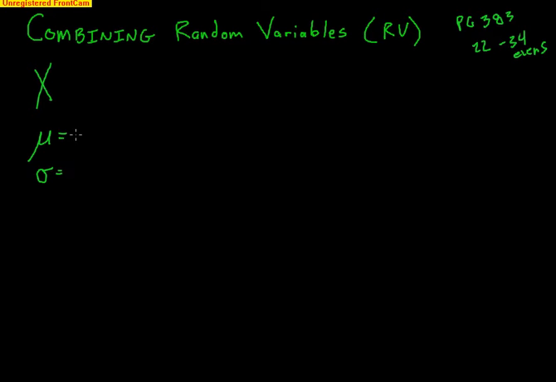So mu is the expected average. Remember, that's an average over the long run. It's not just a, hey, what's going to happen in 10 trials or 30 trials. It's an average of the long run, okay? And sigma here is the standard deviation, okay? So x is a random variable. Mu is the expected average of that random variable, and sigma is the standard deviation.